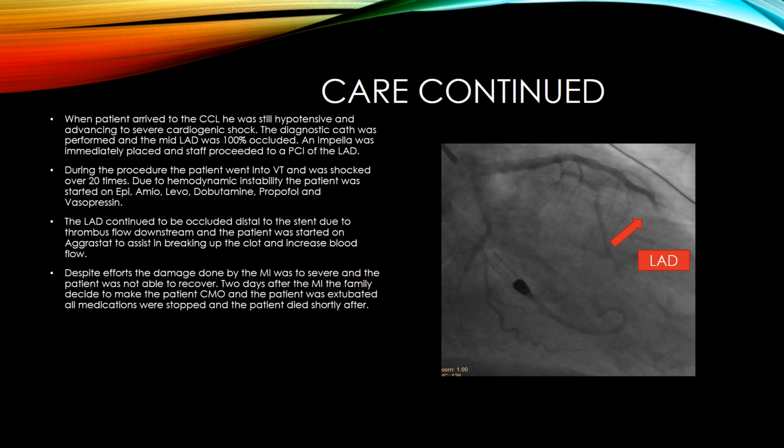Ultimately, the patient was in the ICU for 2 days and was not recovering neurologically. And the family decided to place the patient on comfort measures only. So we extubated the patient, and the patient died 2 days later.